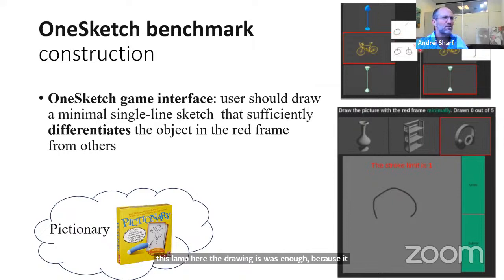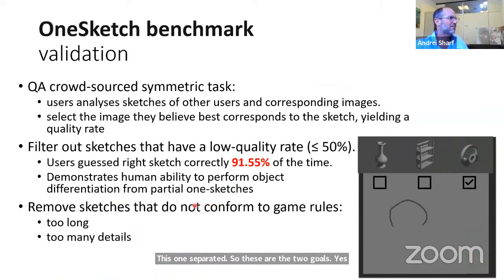Again, the sketching should be minimal. Here it's not minimal to separate this bicycle from the lamps. And here it should also be sufficient, it should separate. So here this line was not sufficient because it didn't separate the two lamps. This one separated. So these are the two goals: minimal and sufficient.